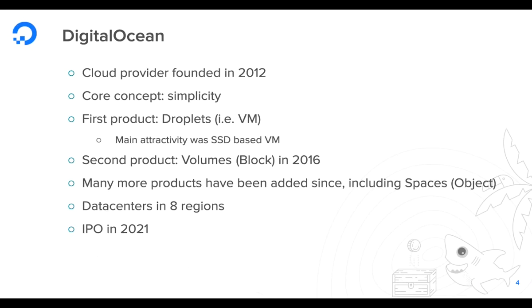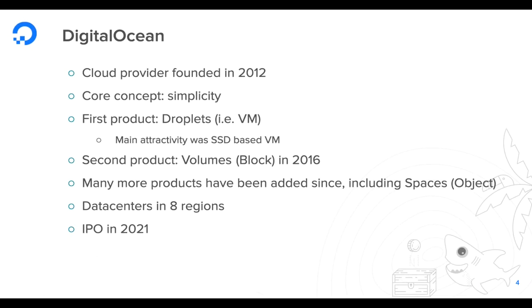The first product that was released is called a Droplet, which is what we call a virtual machine. And the main attraction of this product at the time was that every single droplet came with a local SSD attached. Even your $5 droplet did come with that in 2012, which was extremely attractive, and it's really what put DO on the map as a resource provider at the time.